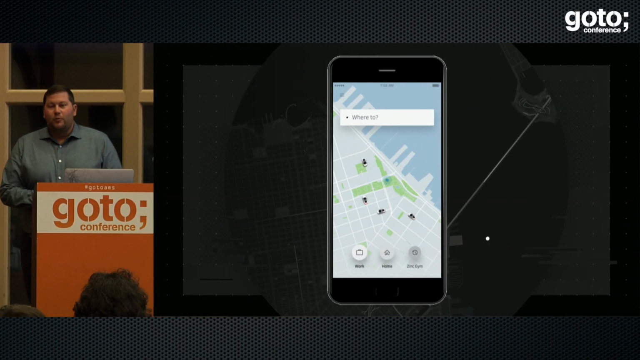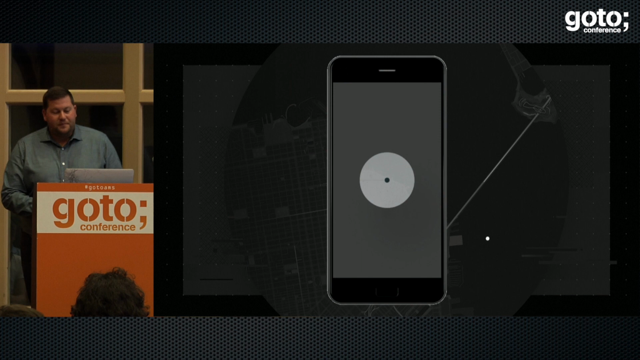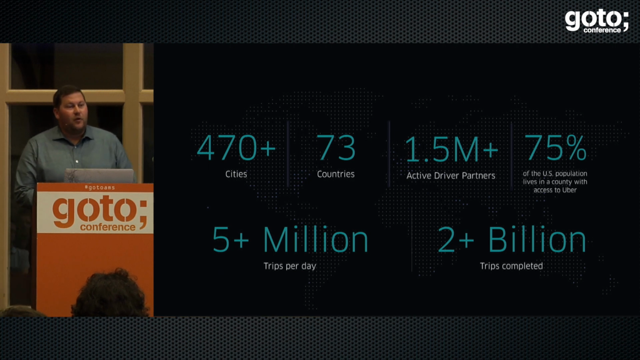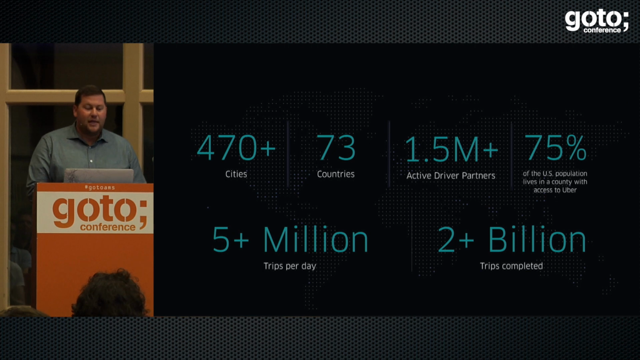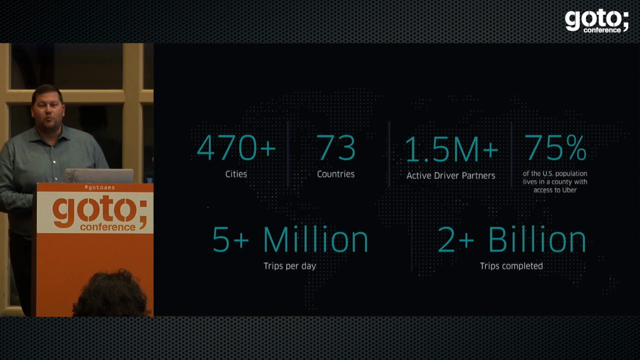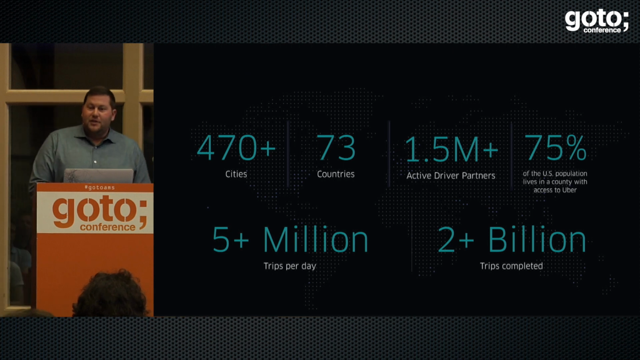And so you probably know Uber by now. Push a button, get a ride. Uber's mission is really to make transportation as reliable as running water everywhere and for everyone. And in just 8 years, we've done that. We're actually one of the fastest growing companies that's ever existed, and we're on 6 continents and 73 countries, and more than 470 cities. And we've done that by partnering with more than 1.5 million active driver partners who daily deliver more than 5 million trips. And we did this in under 8 years, and last July we completed our 2 billionth trip.